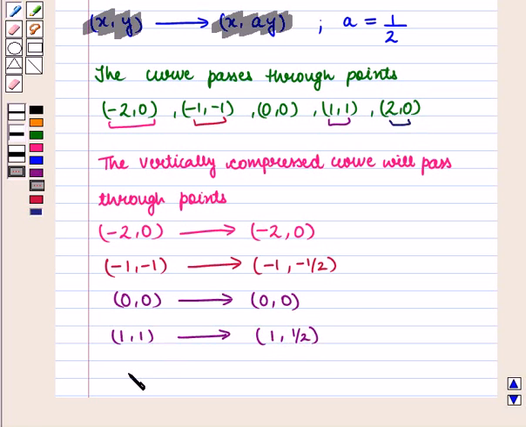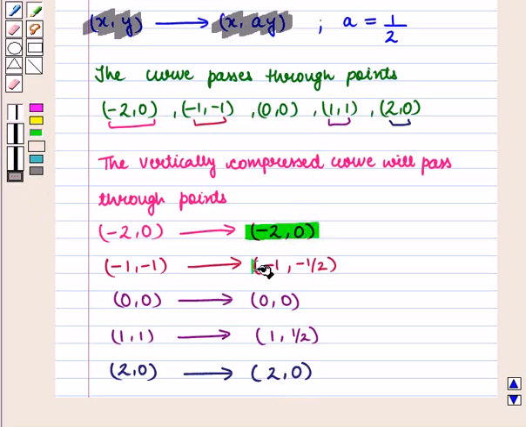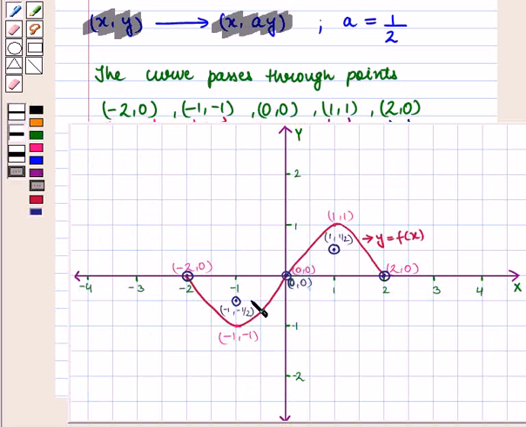Similarly, the point with coordinates (2, 0) is transformed to the point with coordinates (2, 0), since 0 into 1 by 2 is 0. Now we shall plot all these points on the coordinate plane. Here we have plotted these points and now we join them in a similar shape as the given curve. So this is the transformed curve and the equation of this blue curve is y is equal to 1 by 2 f of x.